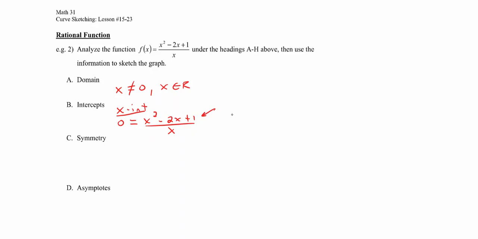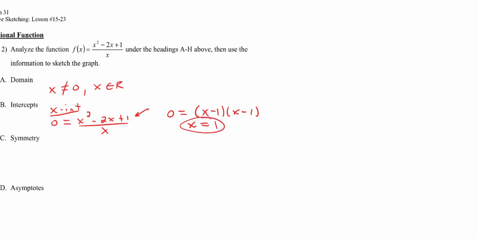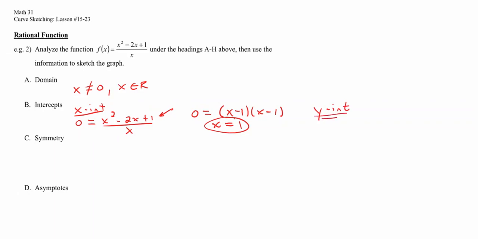So in this case, I'll say 0 is equal to, and I'm just going to look at the top, and I'm also just going to factor it. That would be the same thing as x minus 1 times x minus 1. So the x-intercept would happen at x is equal to 1. Now the y-intercept is going to happen when x is equal to 0. But right off the bat, I see there's a problem here. I can't throw 0 in for x, or I'm going to be dividing by 0. This is a situation where the y-intercept does not exist.